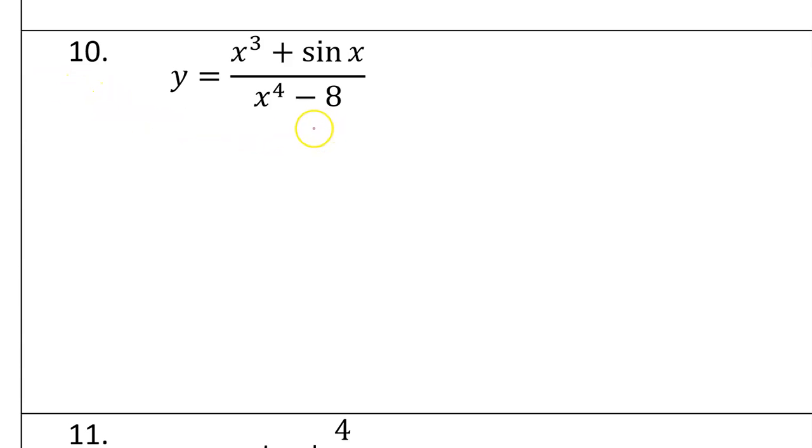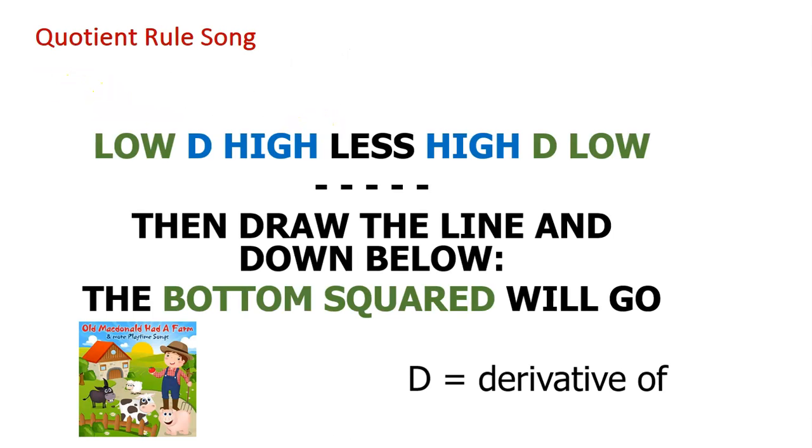Ooh, number 10, time for the quotient rule. I think of this as a poem and not a song because I don't usually sing it, but this is the quotient rule in poem form. When I say d high or d low, I'm talking about the derivative. So low d high less high d low. Draw the line, and down below, the bottom squared will go. This is the quotient rule. Now, what do I mean by this?